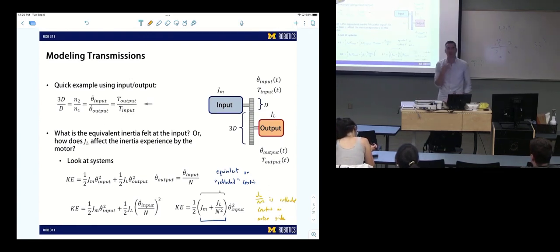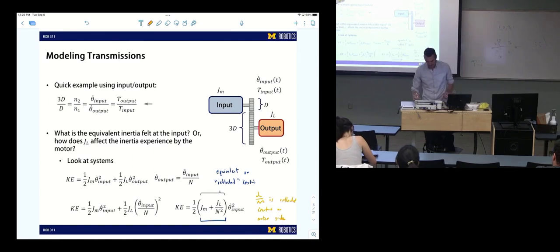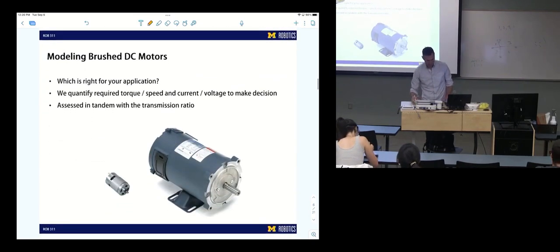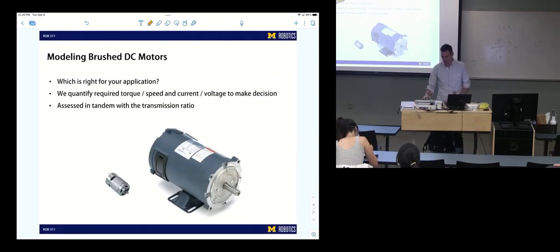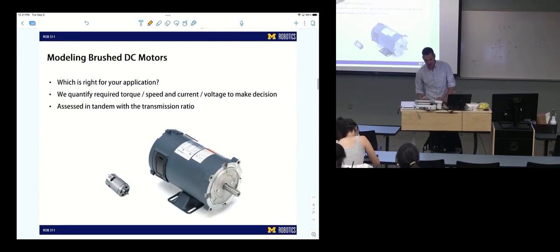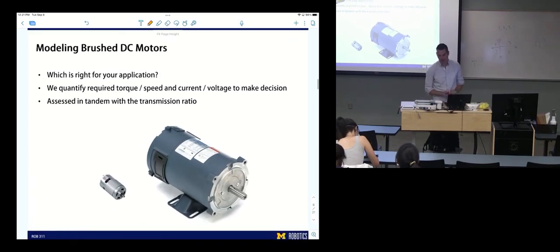So J_L over N squared is the reflected load inertia on the motor side. Okay, so I just want to make sure you guys saw that. So this brings us to where we were last lecture, stacking a motor. We want to know which one is right. How do we know this? We do these analyses.